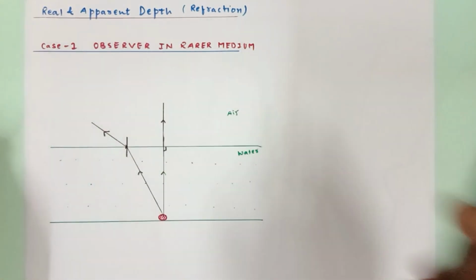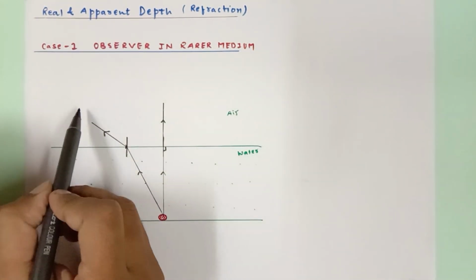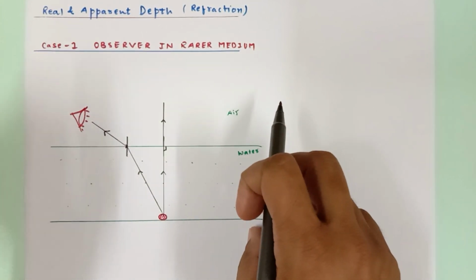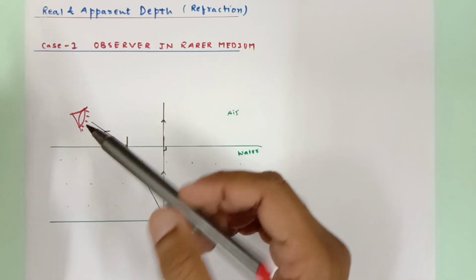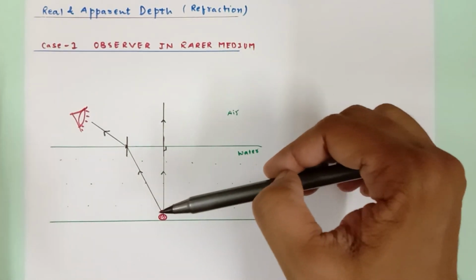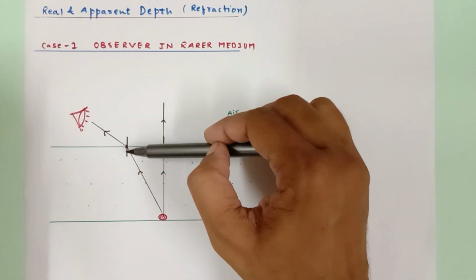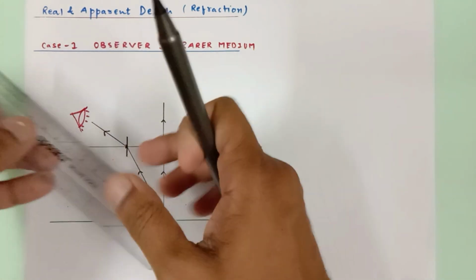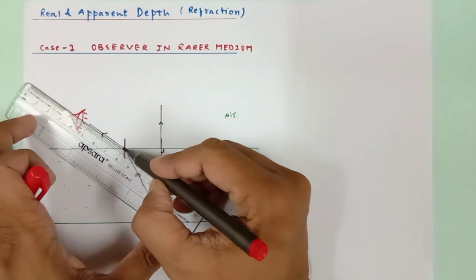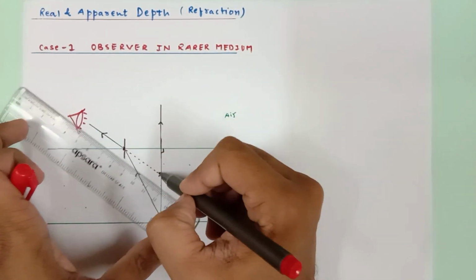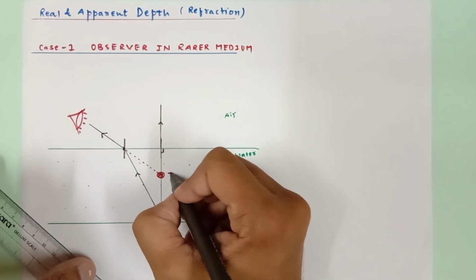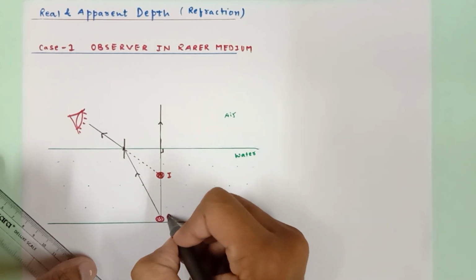So the ray is going to bend like this, away from the normal. Now I'm going to assume an observer somewhere over here, and this observer is in the air. Now just imagine that our eye and brain do not understand refraction. So we don't understand that this light ray is actually coming from here. Our brain assumes that this light ray comes somewhere from here. So we feel the image of the object over here. So this is the image and this is the object O.